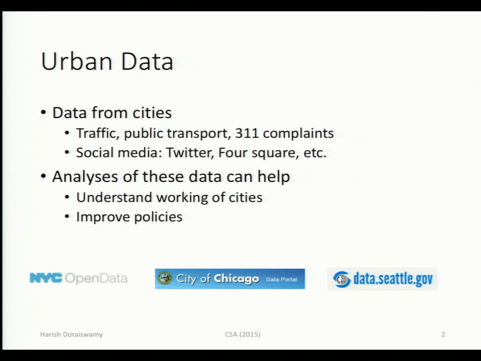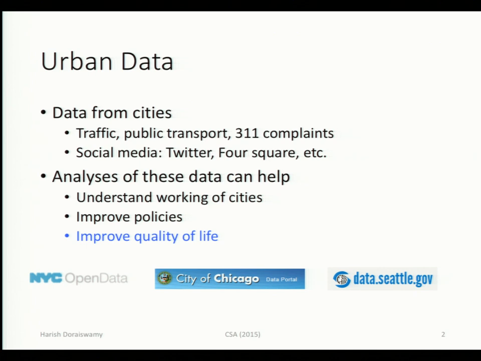Analysis of this data can help planners, be it traffic or other kinds of urban planners or architects, understand how cities work and plan their policies based on this. In general, it helps improve the quality of life of people in a city.